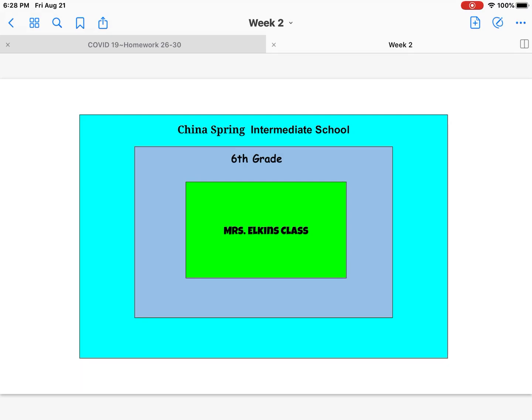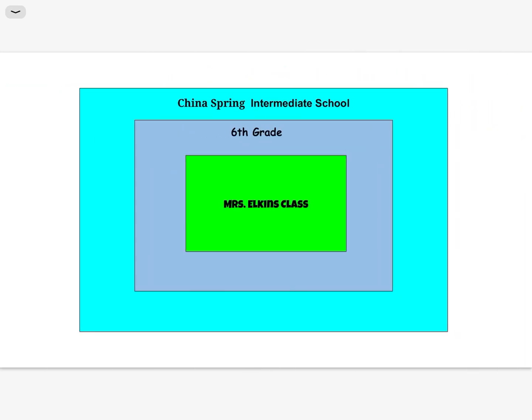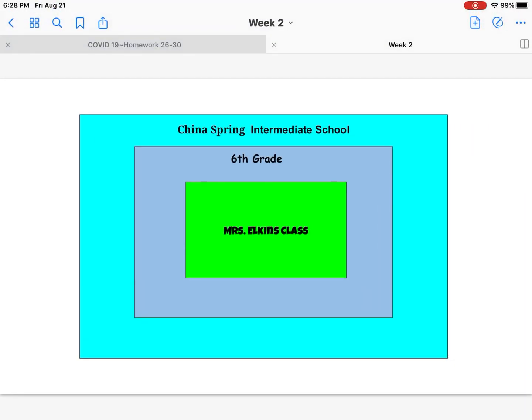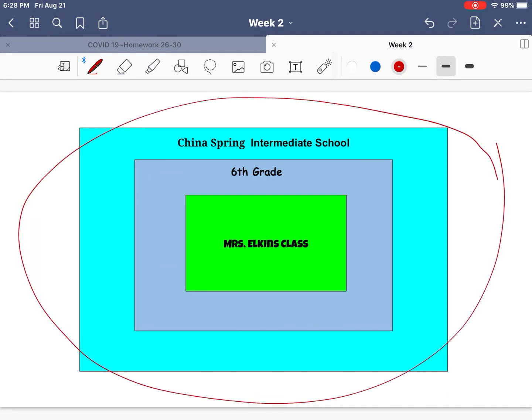You can see there's a big white space outside of this rectangle. And inside the blue rectangle, you can see the words China Spring Intermediate School. You and I are both members of China Spring Intermediate School, so we could fit right there in that box.